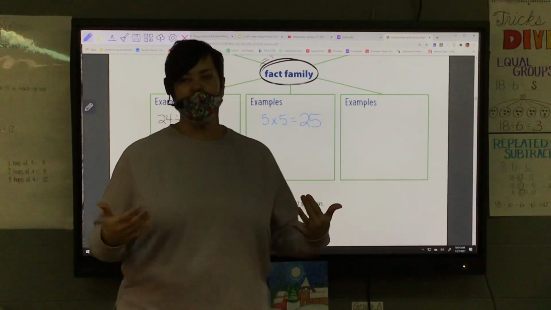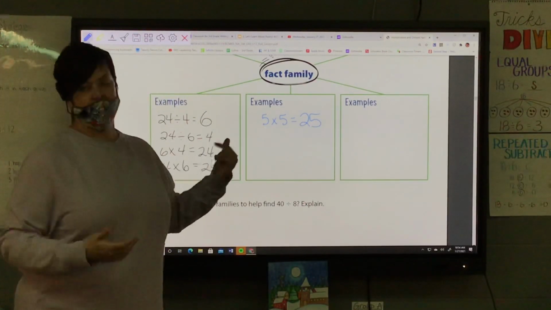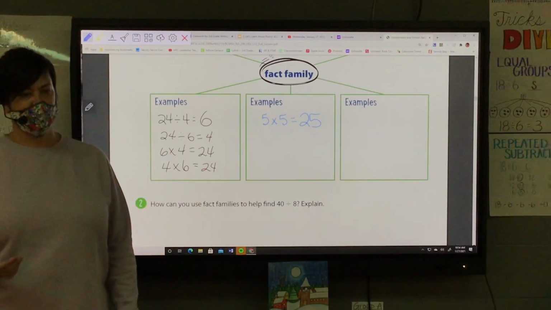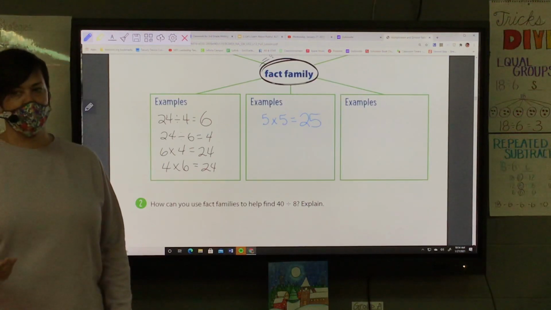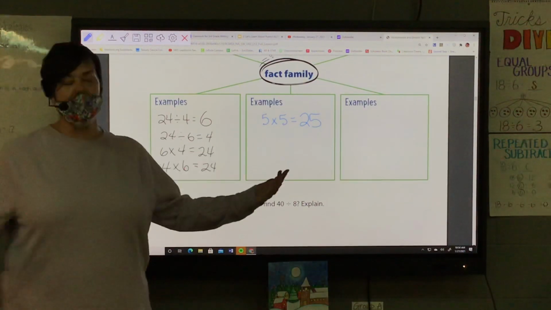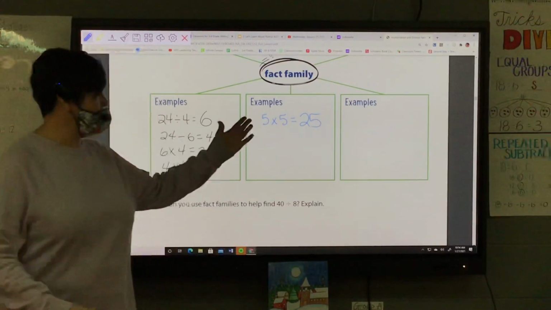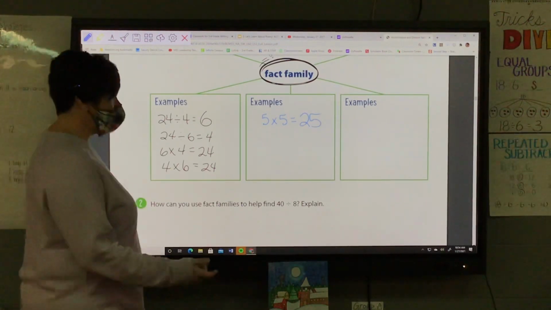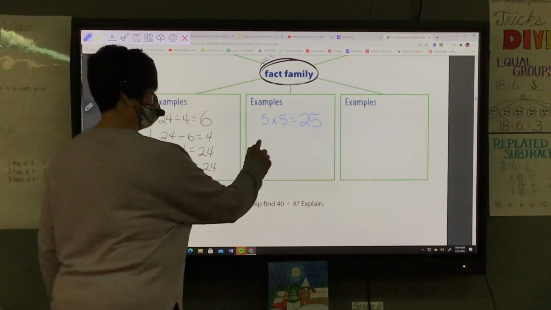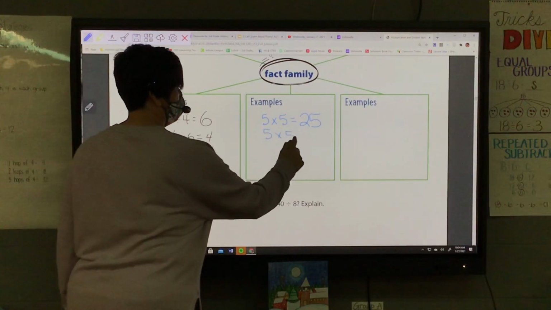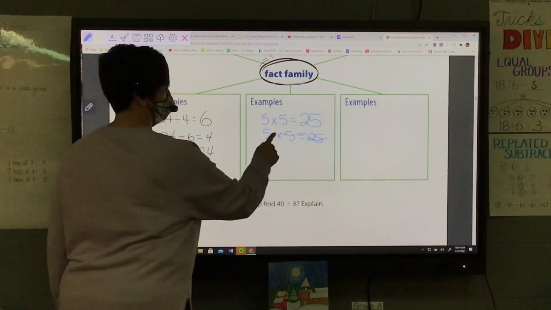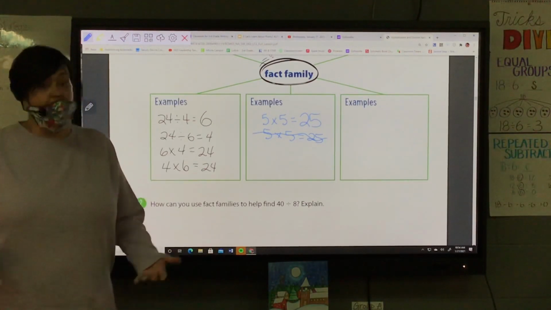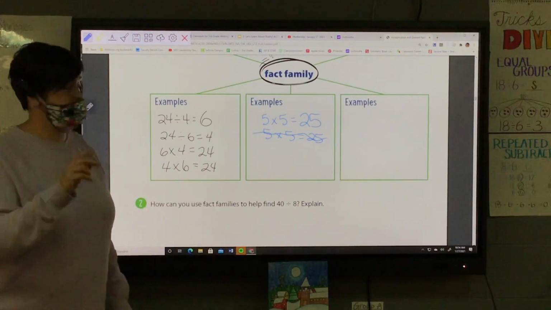No. So how many multiplication equations will I have in this fact family? 2. Multiplication? No. How many multiplication equations will I have? 1. Yeah, just this one, because if I flip-flop them, it's going to be identical. Identical twins. Exactly. We already have one. It looks just the same. So if you write it twice, it's okay, but you don't have to when the factors are the same.